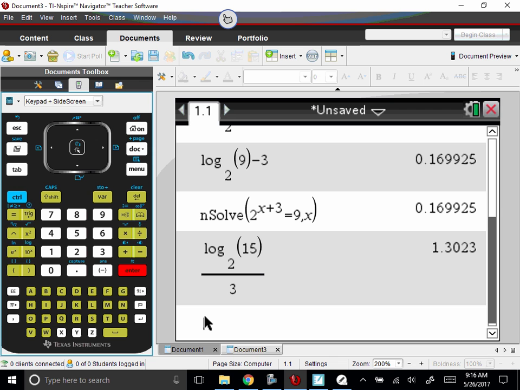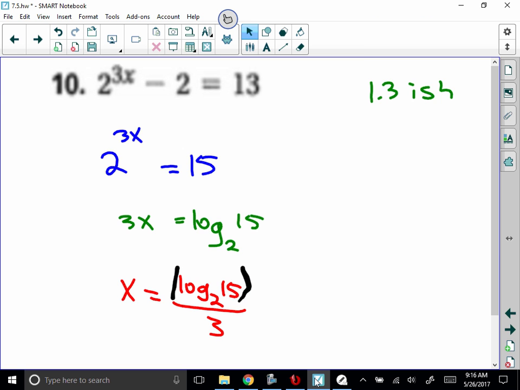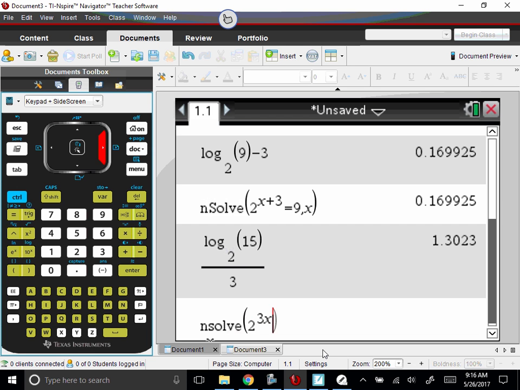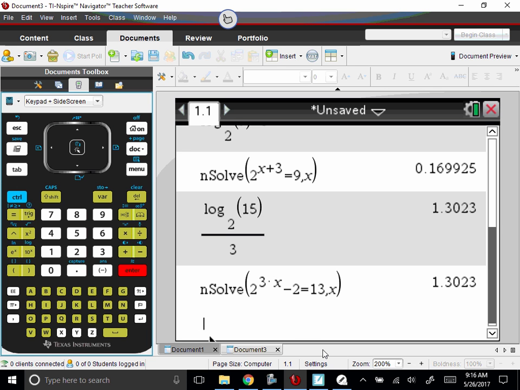So what was it? It was solve 2 to the 3x minus 2 equals 13, and we're solving for x. Bam. There it is. Any questions so far?